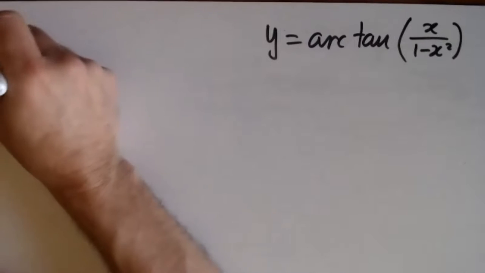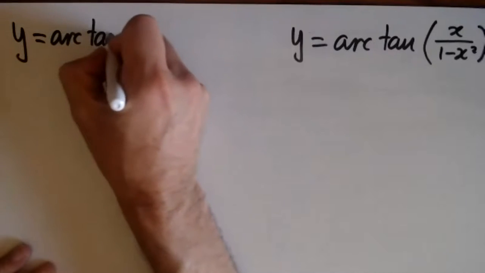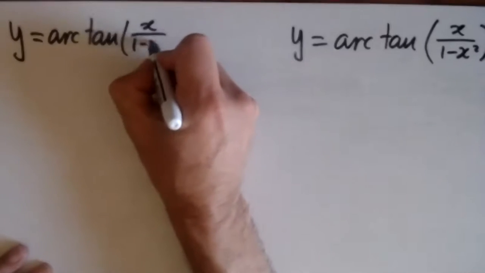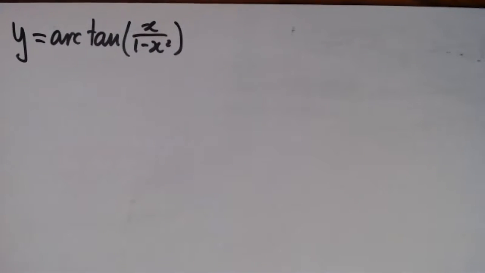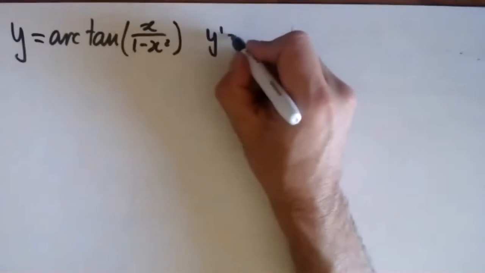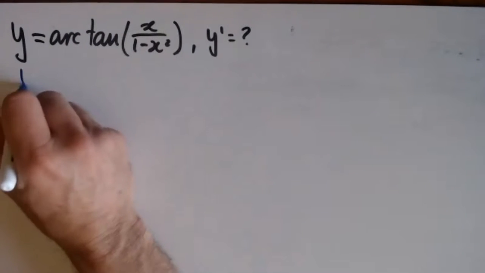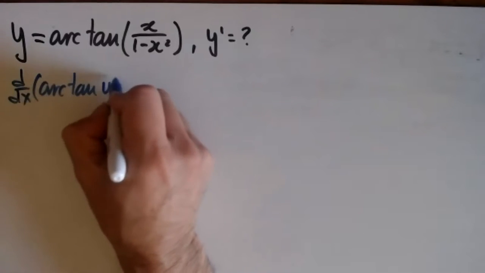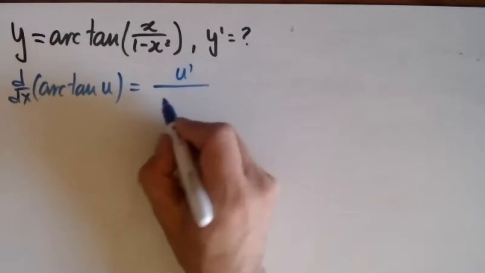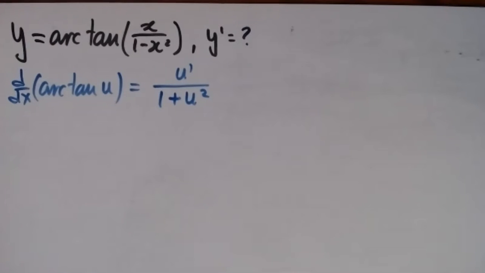Okay, so this is y equals the arctangent of x over 1 minus x squared. Okay, I just erase this part. Now I need y prime. y prime equals. Okay, so that's what I have to find. So what is the derivative of the arctangent? d/dx of the arctangent of u is u prime over 1 plus u squared. That is the formula for the derivative of the arctangent, right?